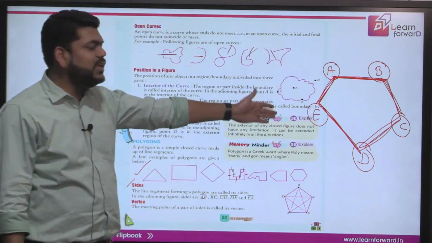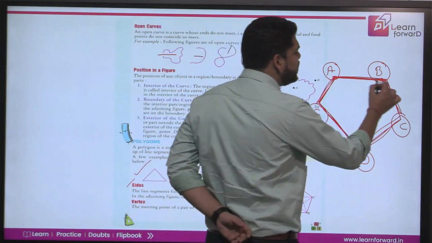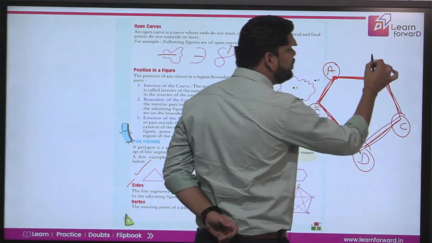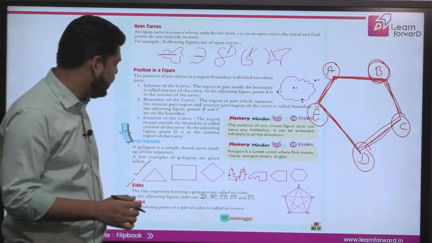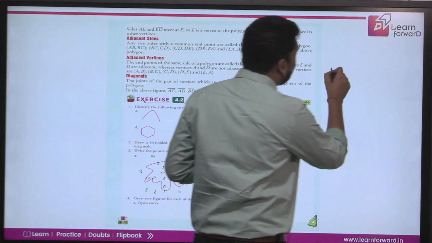Imagine A, B, C, D, E are 5 friends. They are playing Ringa Ringa Roses. So their hands are called sides. They themselves will be the vertices. Fine. Next, adjacent side. I am again drawing that figure only.